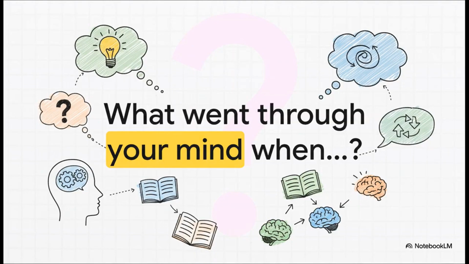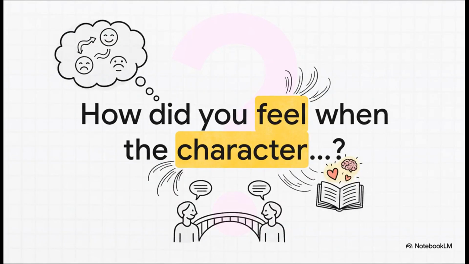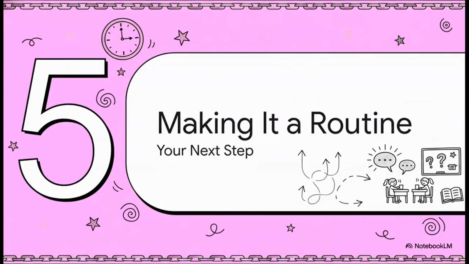Asking what went through your mind invites them to share their own internal monologue, which makes their thinking visible to everyone in the room. And this connects the text directly to your students' own emotional lives. By asking how they felt, you're validating their personal responses and helping them build that crucial bridge between the character's experience and their own.